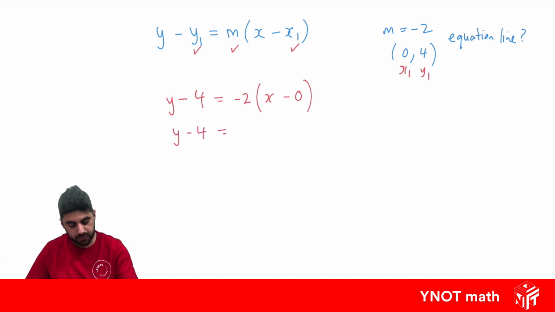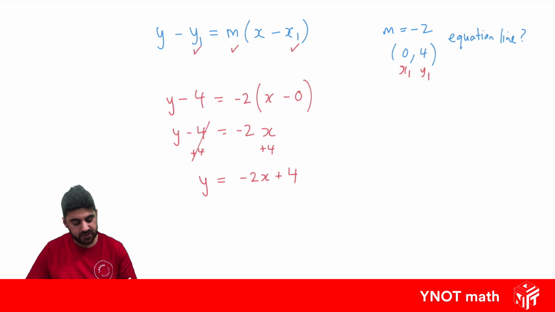Y minus 4 equals minus 2, well, x minus 0 is just x. And now let's add 4 to both sides of the equation to put it in y equals mx plus c form. So minus 2x plus 4 is minus 2x plus 4, because they're not like terms. This becomes our equation of the line that meets these conditions. It has a gradient of minus 2, which we can see. And if you sub in the point 0, 4, the equation will hold true. Subbing in x is 0, minus 2 times 0 is 0, 0 plus 4 is 4, as expected for y.